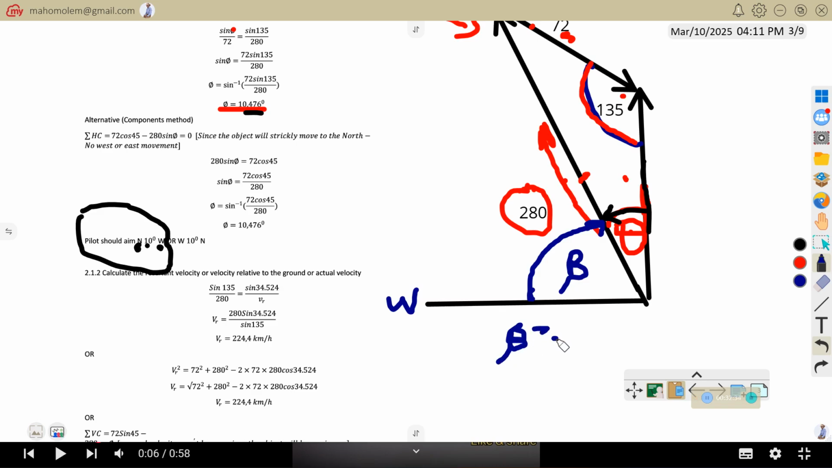Remember, angle beta plus theta equals 90. This angle plus this angle equals 90. Therefore, beta will be equal to 90 minus theta, which is 10.476. When you subtract there, you will end up having the angle of, how much is it?